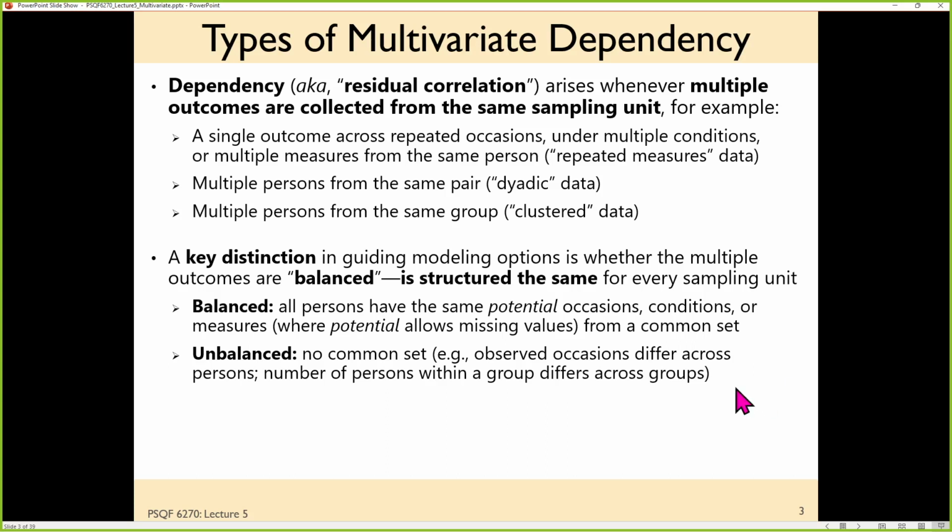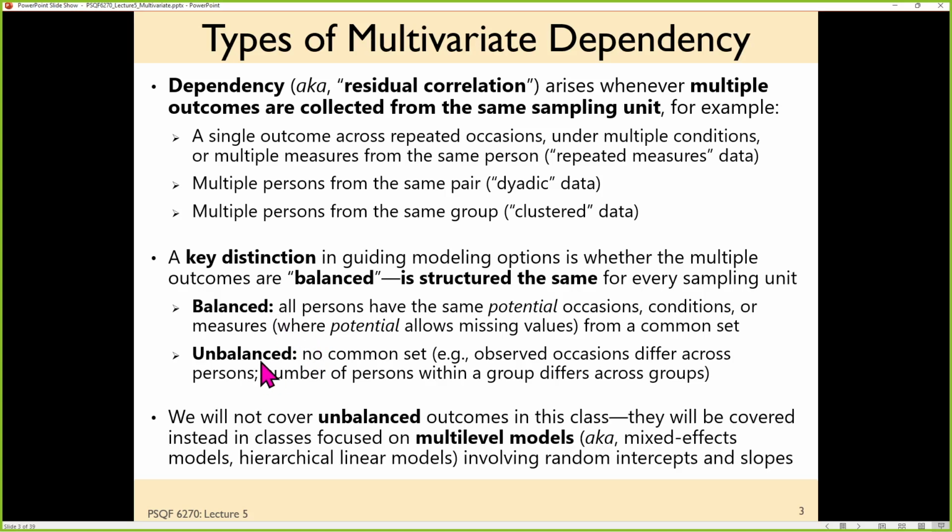So what we're going to cover in this class is exclusively focused on balanced data. So when you have a multivariate setting where there is a finite set of different outcomes per sampling unit that you all want to predict at the same time. If you want to learn about unbalanced data, come back. So that's what the clustered multi-level class or the longitudinal multi-level class, respectively, will talk about.